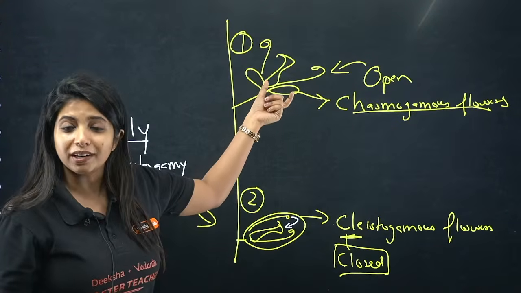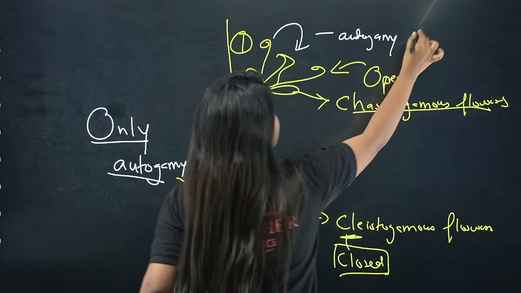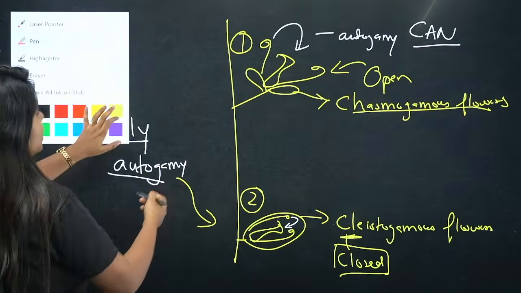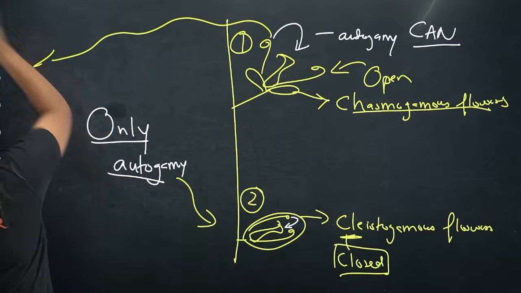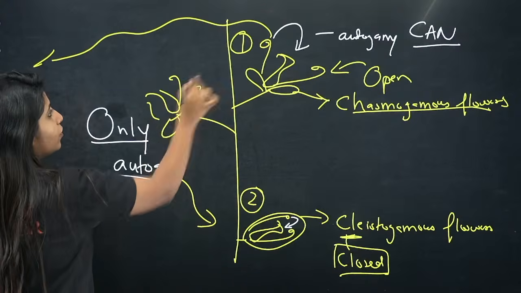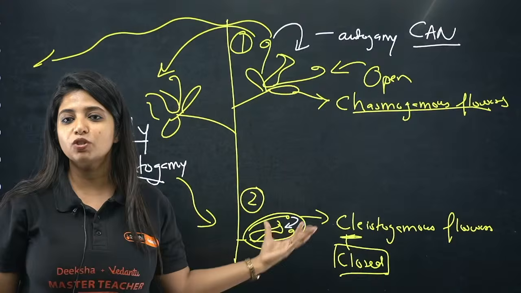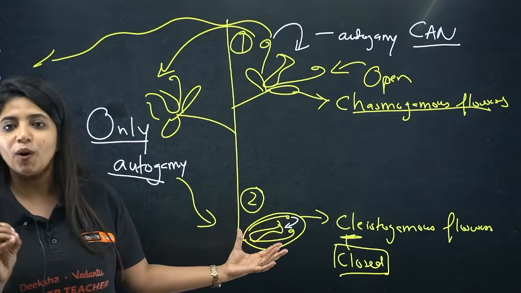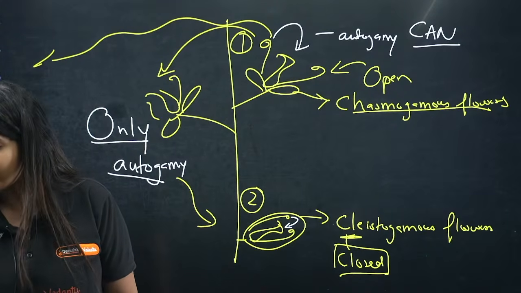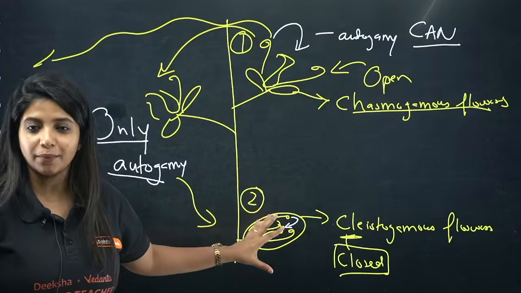Whereas when this flower is open, yes, autogamy can happen. I'm not saying it will happen for sure, it can happen. Apart from that, the pollen grains over here can go to some other plant out there, doing xenogamy, or can land on another open flower, which is known as geitonogamy. Multiple options are available for this open flower, but this closed one has just one option, autogamy only. Did you understand it? Clistogamous flowers show only autogamy. Exactly.